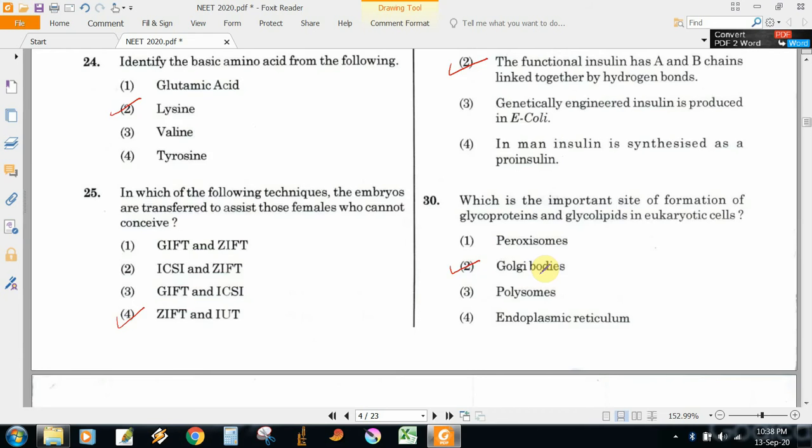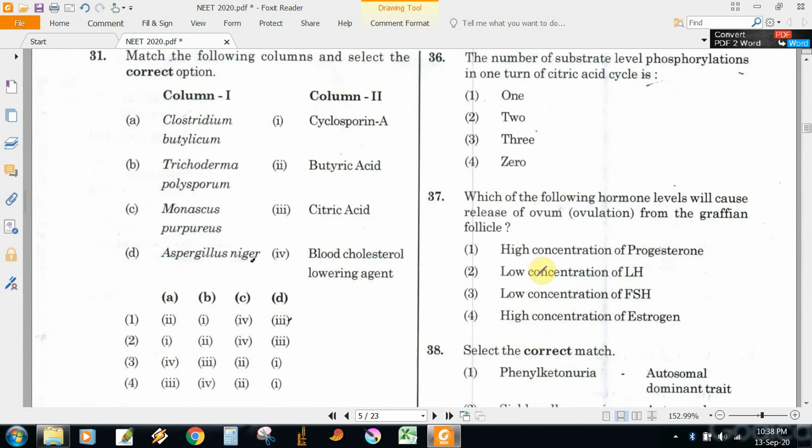So now moving on, we are having the 31st question, which is a match the following question with respect to the correct option. The first one we are having is Clostridium. So Clostridium is mainly used in production of butyric acid, that is A. And Trichoderma is mainly used for cyclosporin, that is 1. And Monascus, as we all know, is mainly used for the production of blood cholesterol lowering agent, C. And finally, Aspergillus niger, we know it is used for citric acid, D. So based upon this, if you look into all the options, the first one is the right one for this.